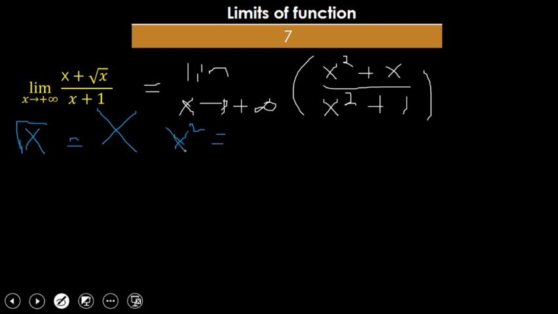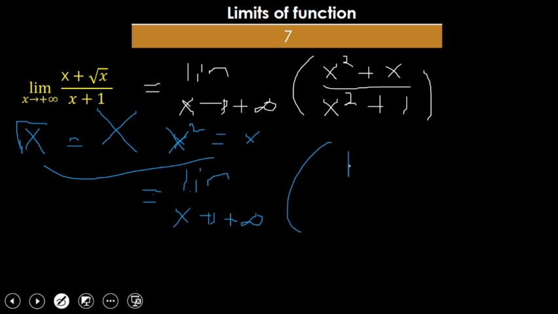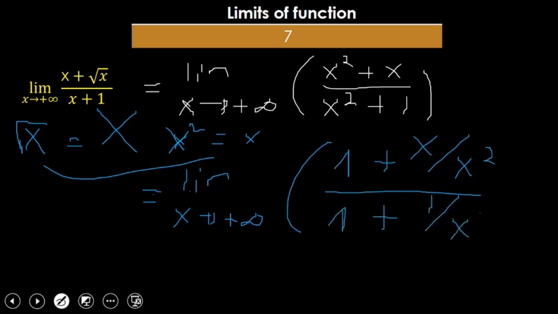Capital X is equal to x. That is why we substitute here. Don't be confused. That will be equal to what? We divide through by x squared. There is the limit as x tends to plus infinity of (1 plus x) all over x squared, divided by 1 plus 1 all over x squared. That is equal to what? The answer will be equal to 1.